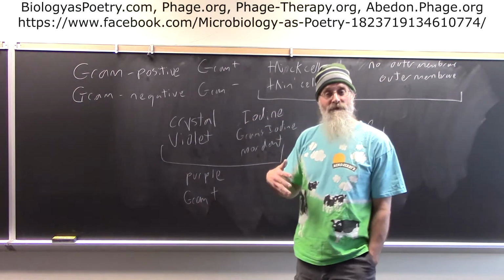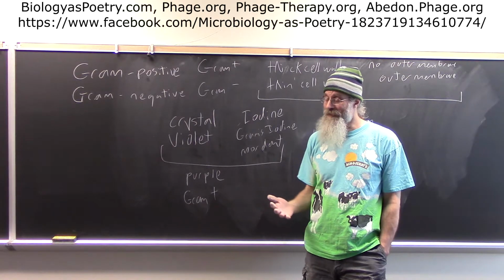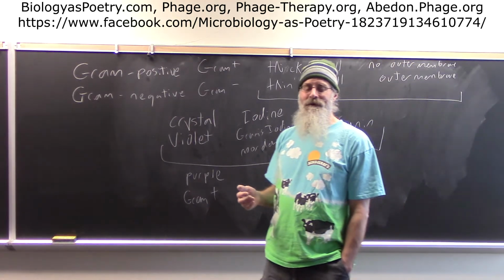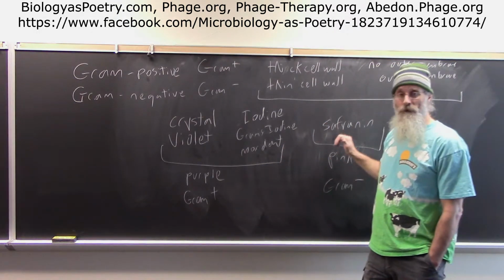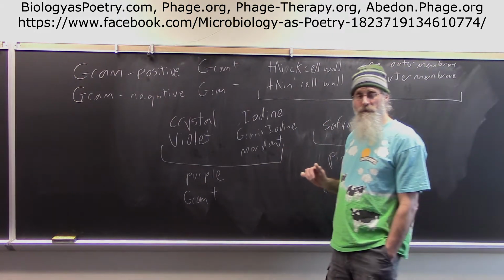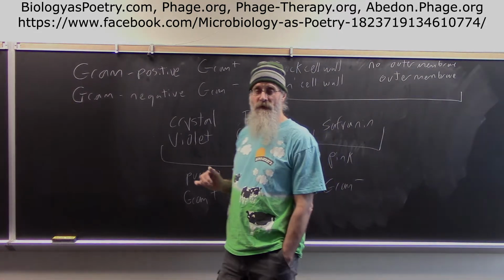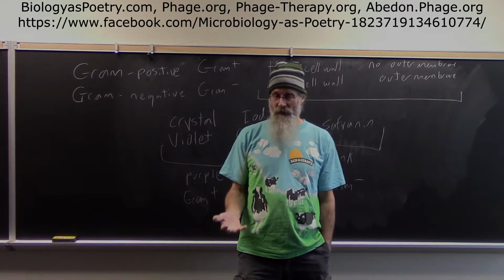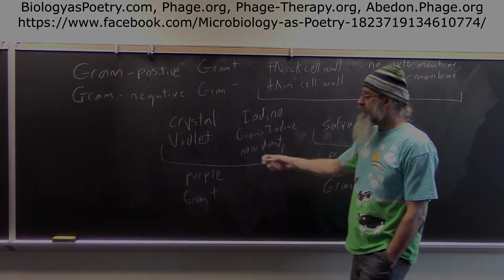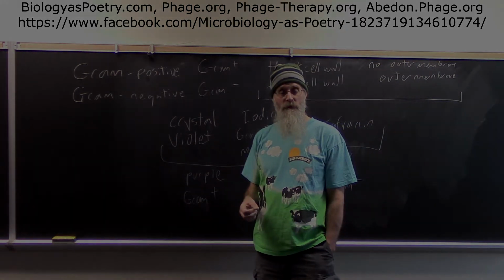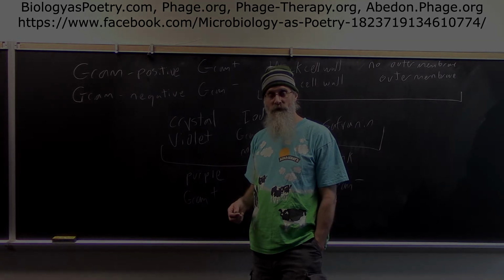And we have to decolorize the right amount of time, which is a real art. And then we wash that again with water. We add safranin in as our counterstain, and the counterstain then dyes these cells pink, or stains these cells pink, if in fact we have washed away the purple coloration. So gram staining.